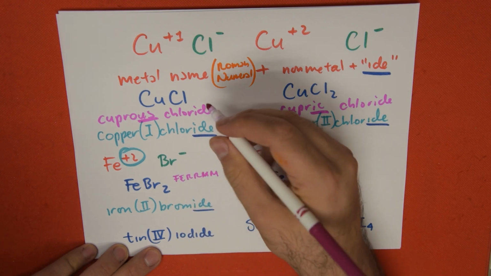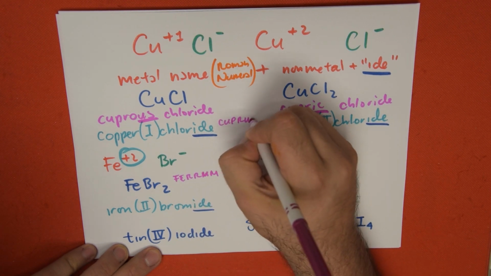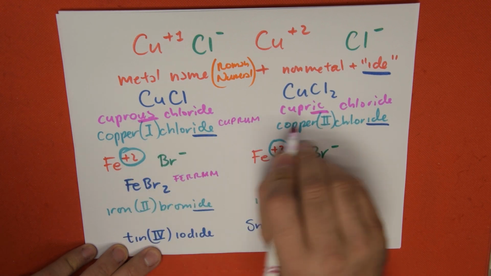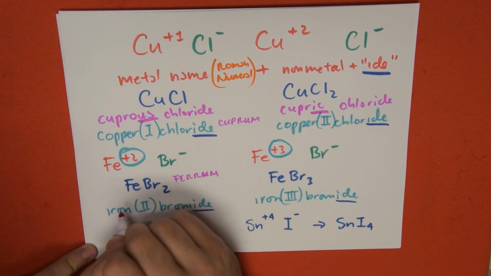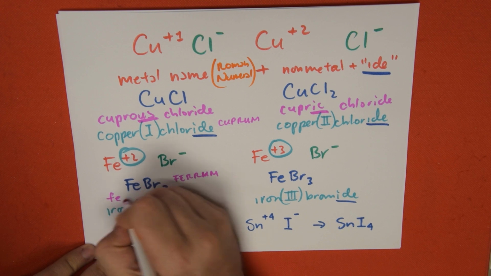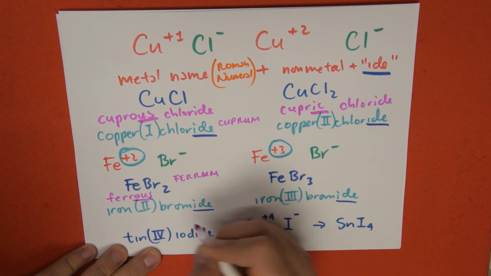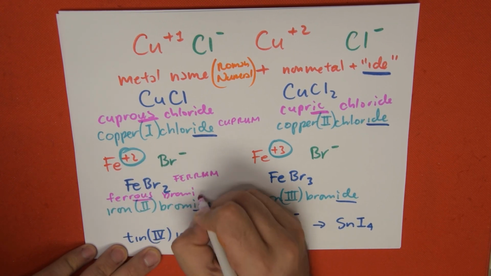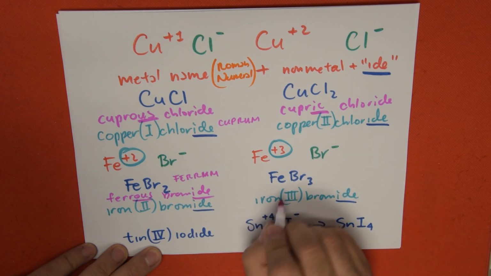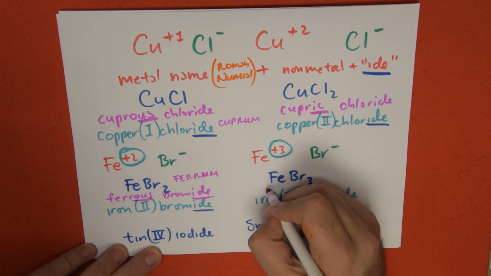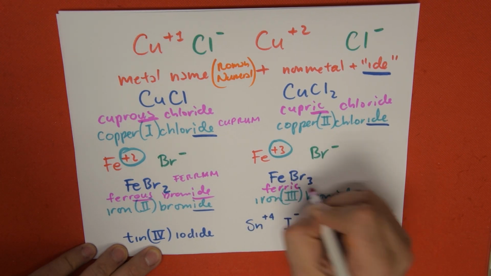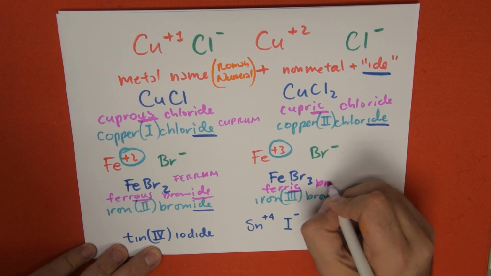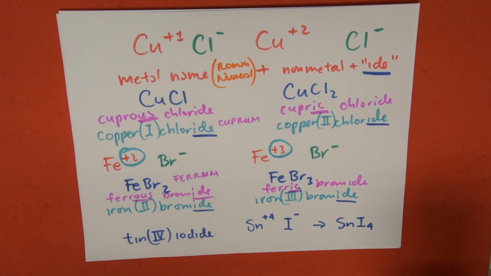Ferrum. The Latin name for copper is cuprum. So that's why this turned into cuprous and this turned into cupric. So in this case, iron is going to turn into ferrous. Ferrous what? Bromide with the IDE ending. And in this case, the higher valence, which is 3, it's going to turn into ferric, IC ending, bromide. And again, that's stock system versus classic names.